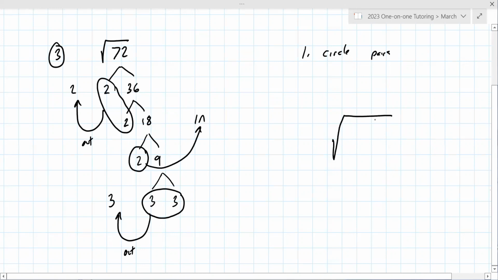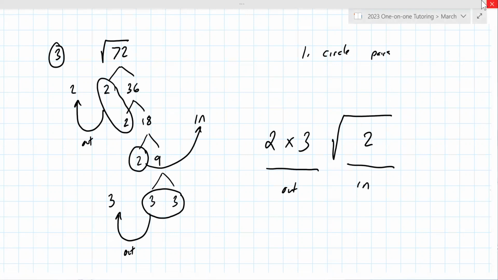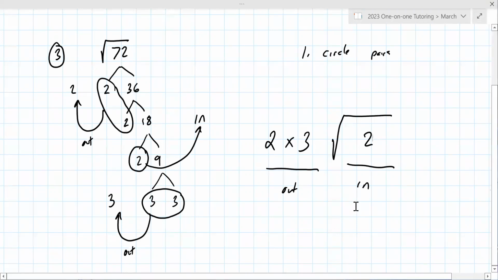Your answer takes on the form: stuff on the outside, stuff on the inside. So in your problem, the 2 comes out and the 3 comes out. You multiply those together. And on the inside is the 2. Now we're going to do a bunch of these to get comfortable with it. Any questions so far? No? Your final answer is 6 square root of 2. You do have to actually multiply those on the outside.